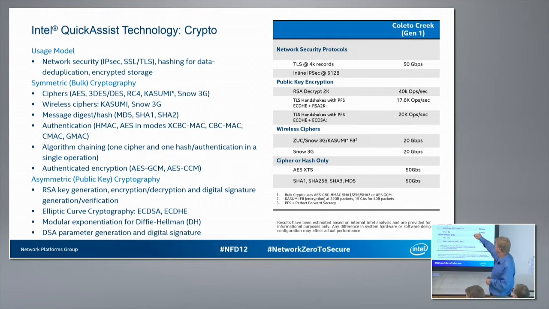Same with PFS and the two variants of PFS, RSA-2K and ECDSA. And then we've got our wireless ciphers pushing at 20 gigabits per second. And again, this is for our Gen 1 device, and then cipher and hash only, which is really for if you want disk encryption. Again, this is a device that provides acceleration of crypto and compression, so its usages don't have to be tied to just networking protocols. It can be integrated, and you'll see that later with some of the compression we've integrated into other things like storage.